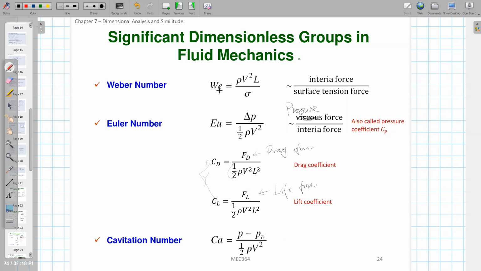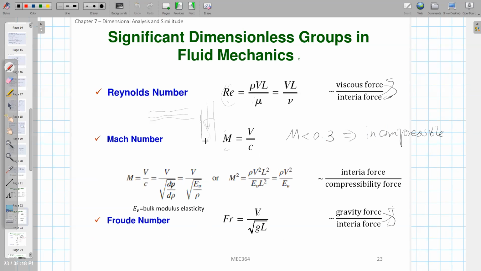So this page is just an example to show you additional dimensionless parameters you may meet in the future. But all these kinds of dimensionless parameters, we only use for specific fields. Like this CD and CL, we usually just use for aerodynamics and so on. So the important ones are this one and this one.